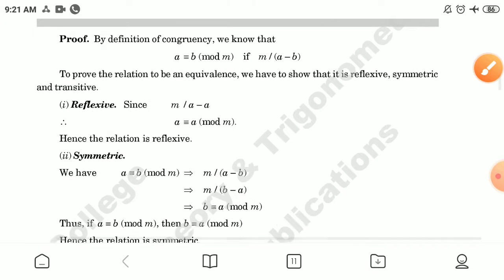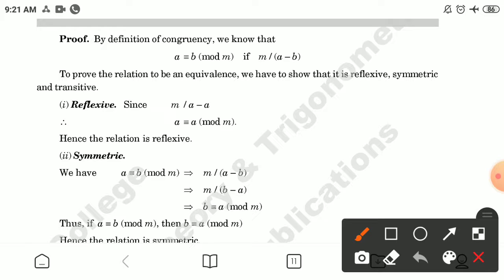Therefore, for the proof, by the definition of congruency, we know that a is congruent to b mod m if m divides a minus b. To prove the relation to be an equivalence, we have to show that it is reflexive, symmetric and transitive. Reflexive means a is congruent to a. Since m divides a minus a, therefore a is congruent to a mod m. Hence, the relation is reflexive.